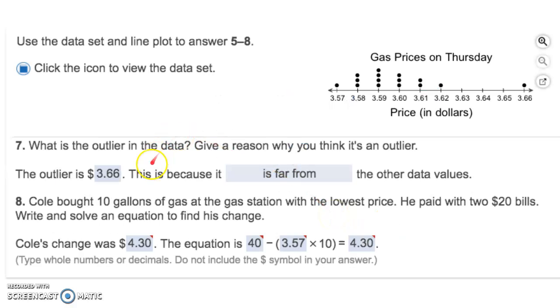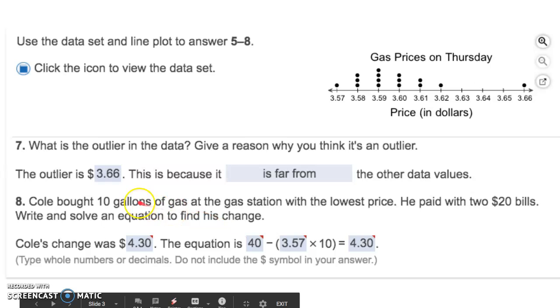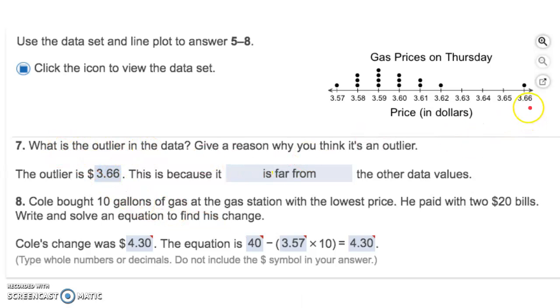The next one, this was a little tricky. This had a lot of drop downs. So what is the outlier in the data set? A lot of people did get that one correct. It was $3.66 all the way over here. And this is because it is far from the other data values, which is correct.